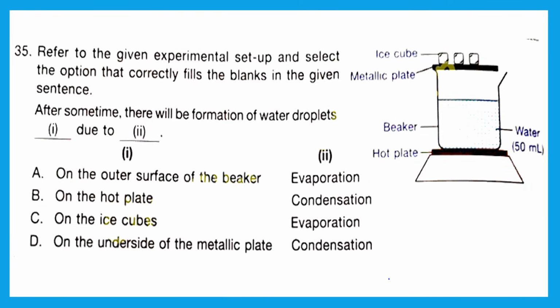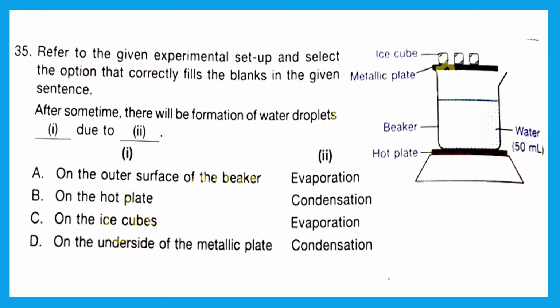Question 35. Refer to the given experimental setup and select the option that correctly fills the blanks in the given sentence. Let's see. There is a beaker. Water is filled in the beaker. Hot plate is there. That means it must be boiling or getting heated. Metallic plate is put on the beaker, but slightly it is opened. And above the metallic plate we have ice cubes. So let's see. After some time there will be formation of water droplets. If yes, then where and due to what?